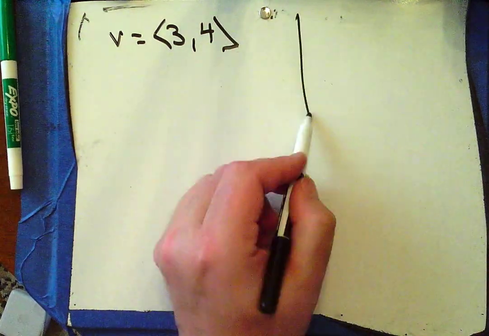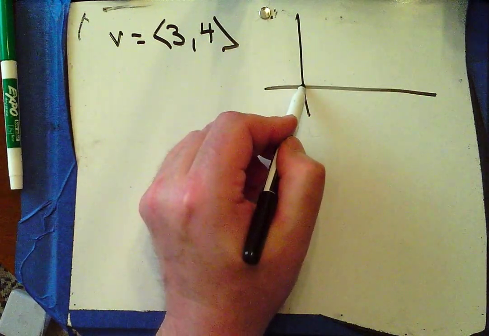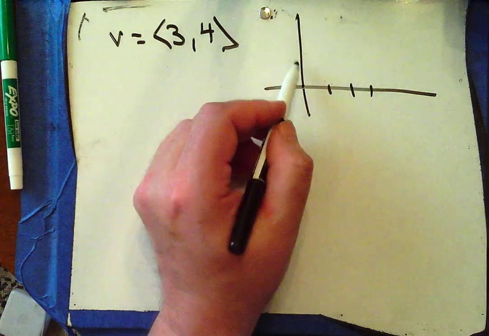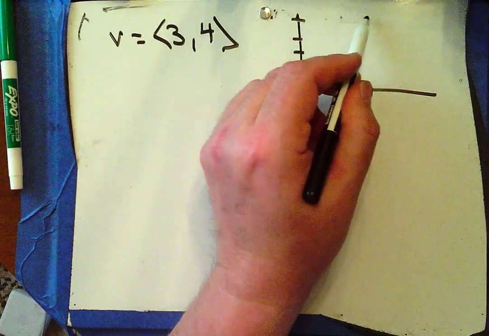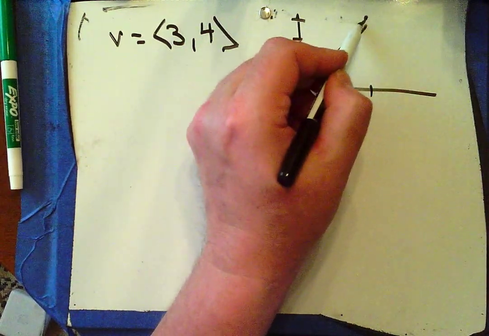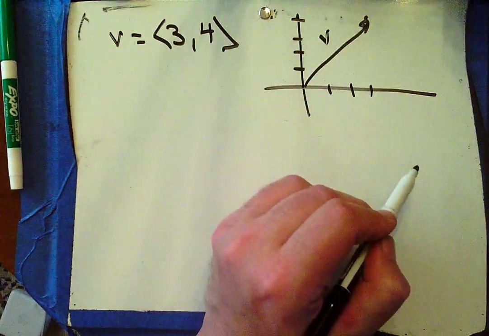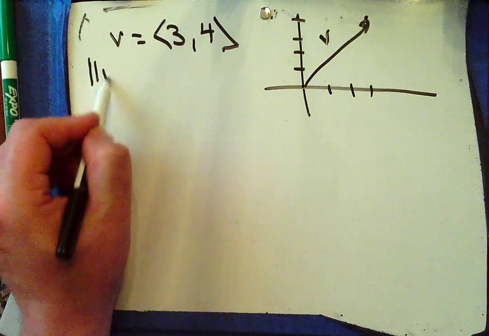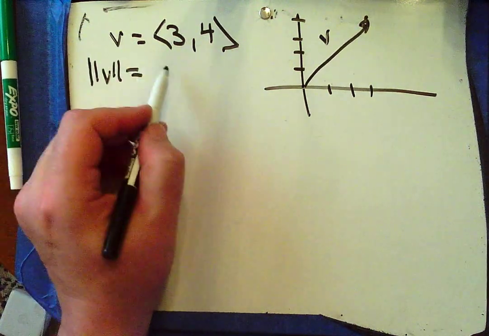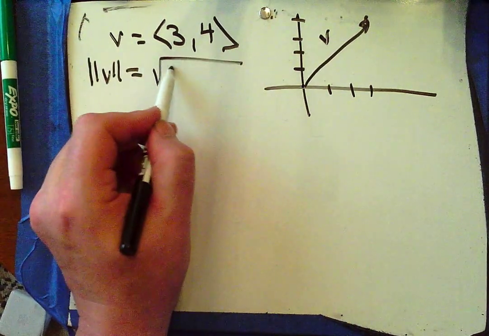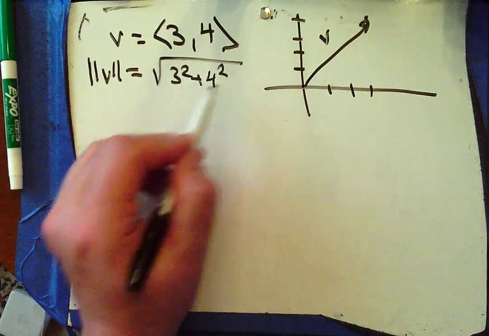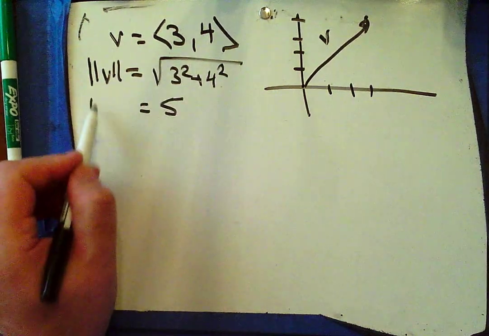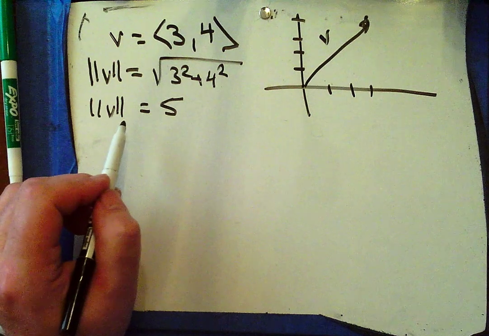Okay, so I know how to draw that vector. I go over 3, I go up 4. There's v. And what do I need? I need the magnitude of v, which I can find with the Pythagorean theorem. 3 squared plus 4 squared, take the square root, and I get the magnitude of v is 5.